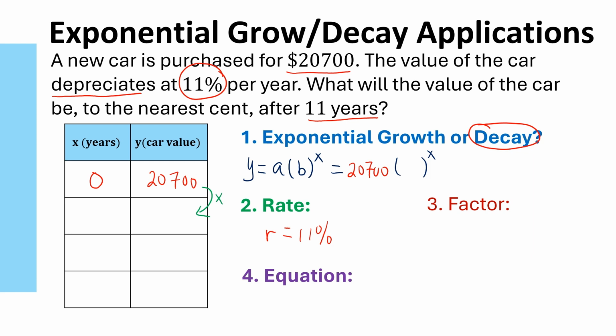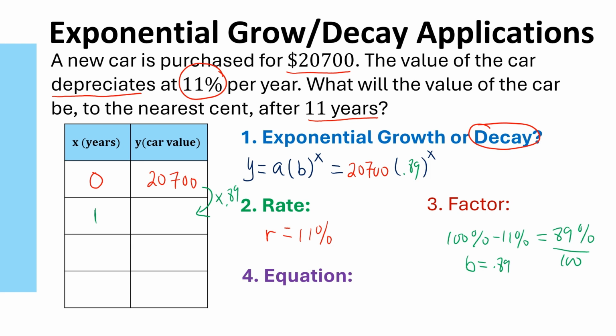So to find what the factor is whenever you have exponential decay, you subtract your rate from 100%, and the rate is 11%. This tells you that you are still keeping 89% of the original amount. And to convert that to a decimal, just divide this by 100. So your b, which is the factor, is going to be 0.89. This tells you that you're multiplying by 0.89 each time in the table to get our next value.